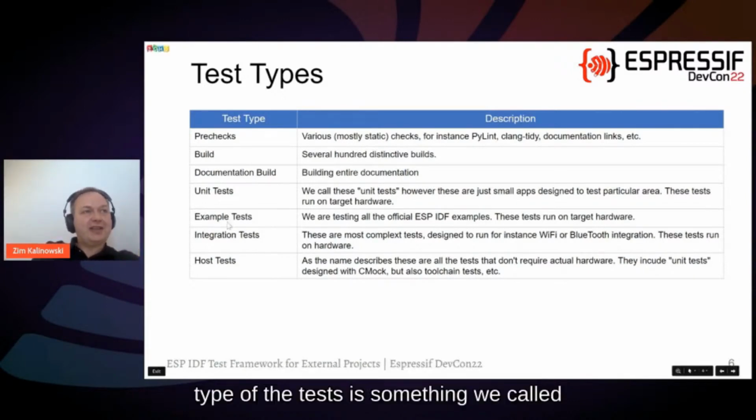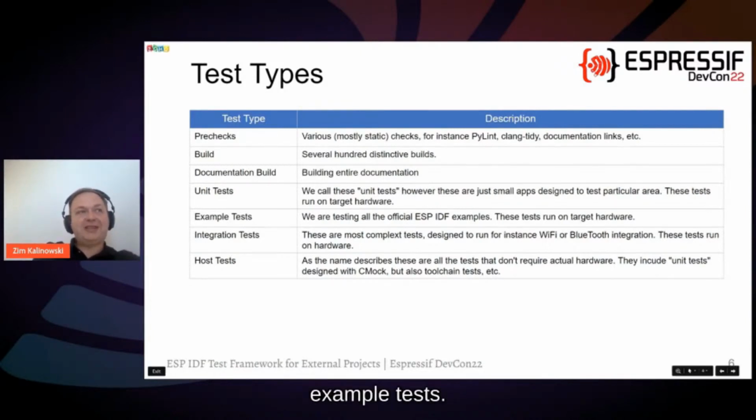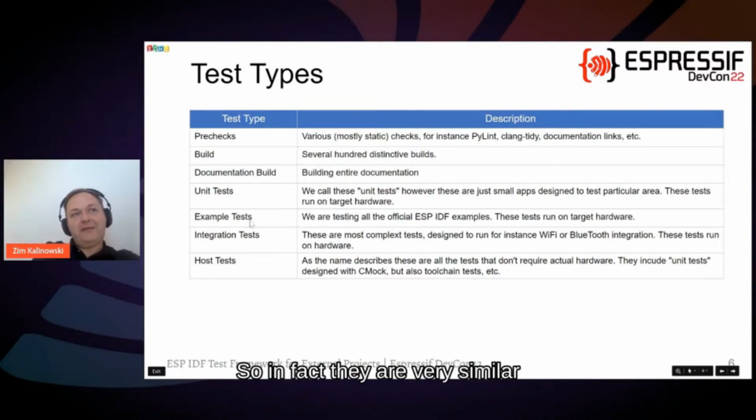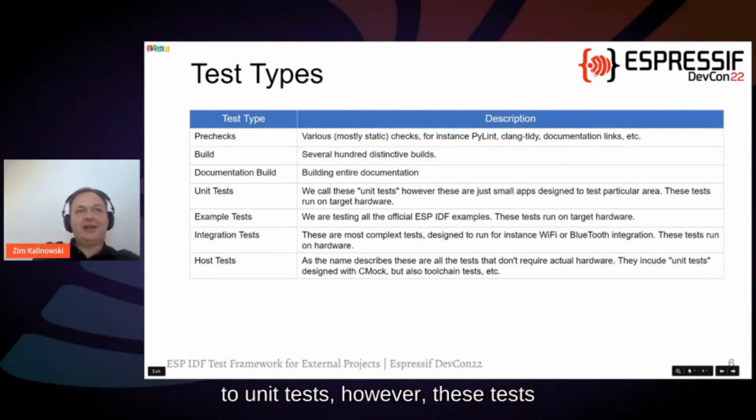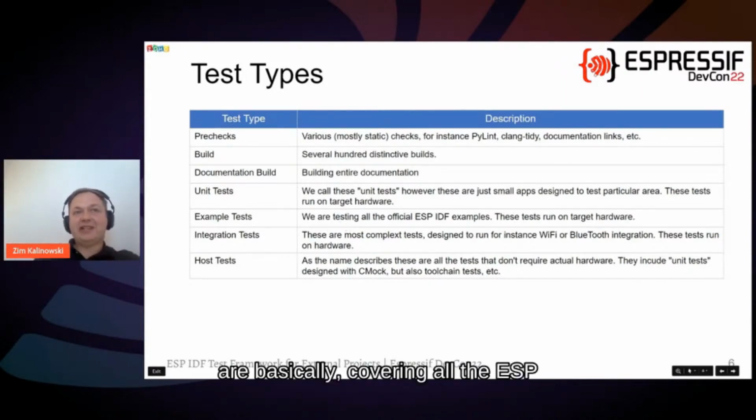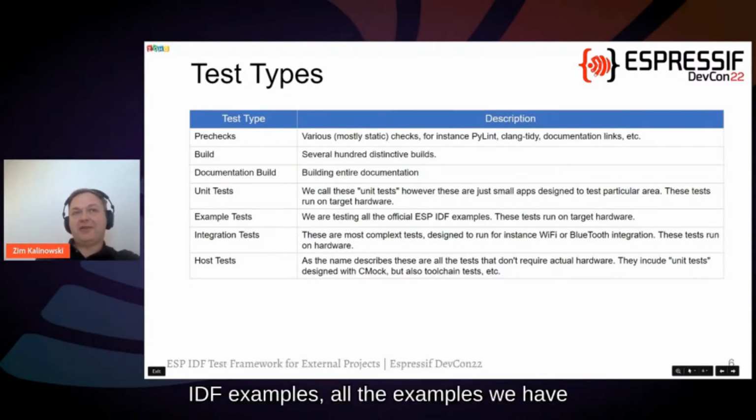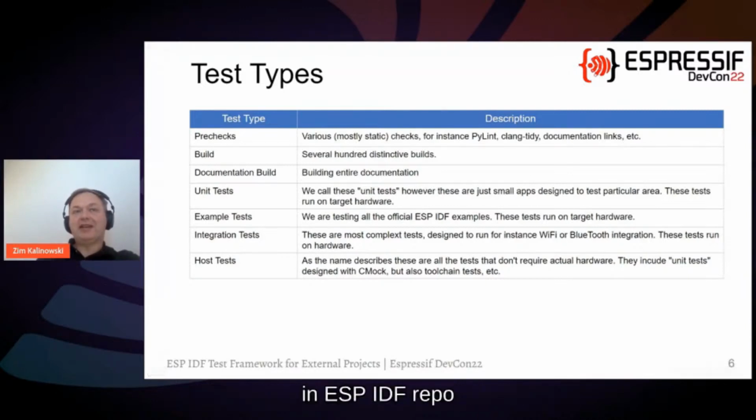The next type of tests is something we call example tests. In fact, they are very similar to unit tests. However, these tests are basically covering all the ESP-IDF examples, all the examples we have in the ESP-IDF repo. So basically, all the example code is built and tested on the hardware.